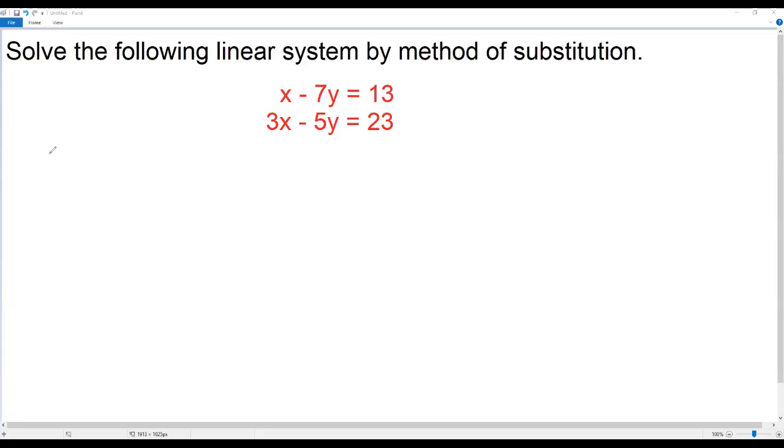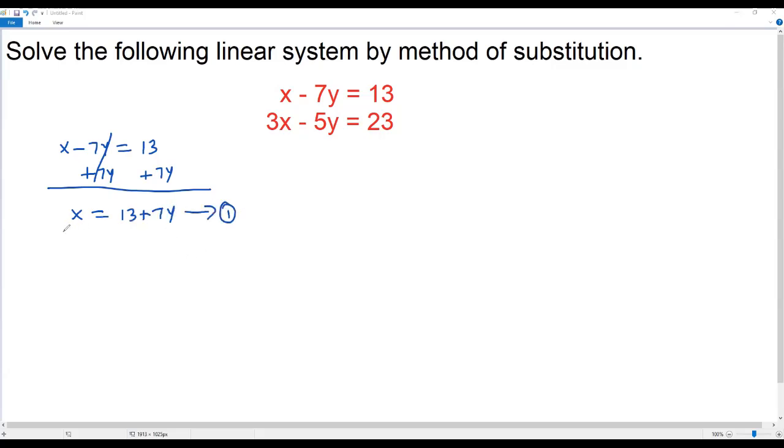So let me take the first equation over here, that is x minus 7y equals 13. So I add 7y to both sides. When I add 7y to both sides, negative 7y and positive 7y will cancel. I get x equals 13 plus 7y. I name this equation number 1.